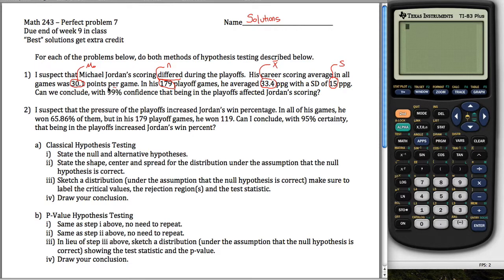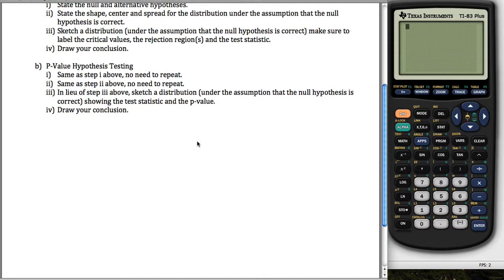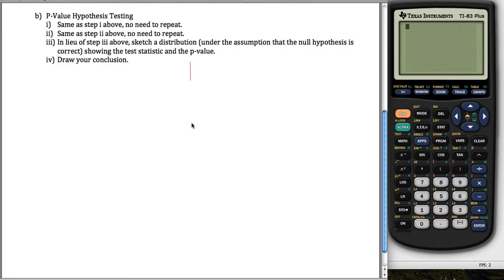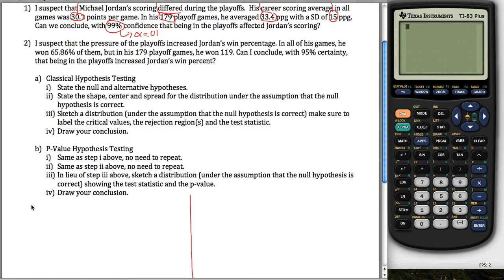And finally, we want to have 99% confidence. So that tells us that alpha is equal to 0.01. Alpha is always 1 minus your level of confidence. And with that information, I think we can start the problem. So maybe I'll go down here and split this thing in half. And on the left, we'll do this first problem. And we'll start out by doing it the classical way.